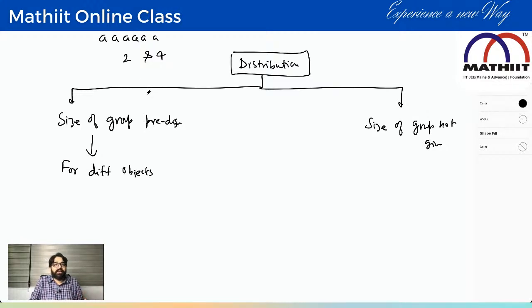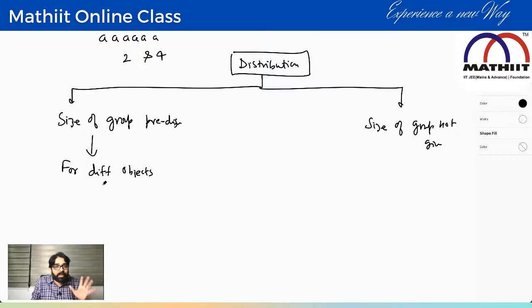Only one way. Size of group is already given. So 2 objects, how many ways can you select 2 objects? One way. And 4 objects, how many ways can you select? One way. So that is one way. That's why I never discuss identical object distribution when the size of the group is predefined. Do you understand?